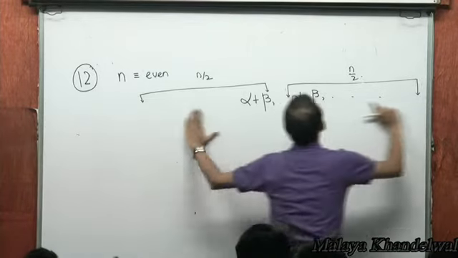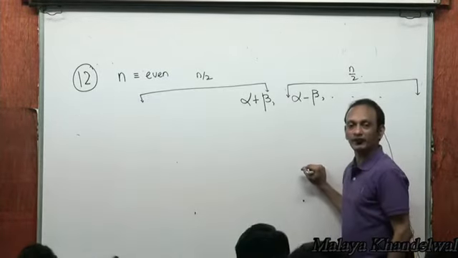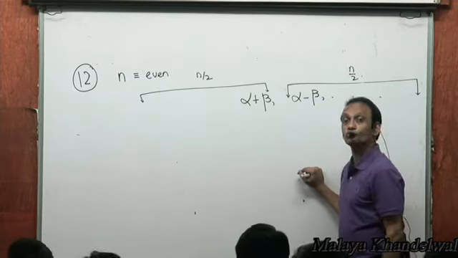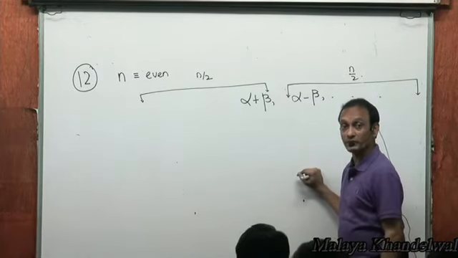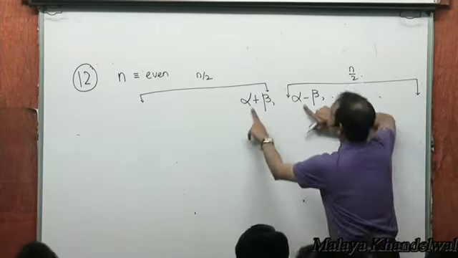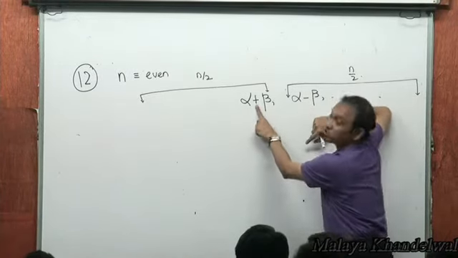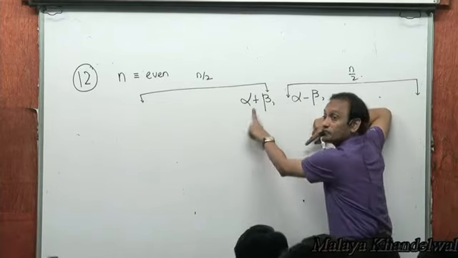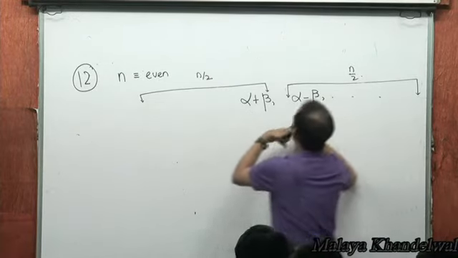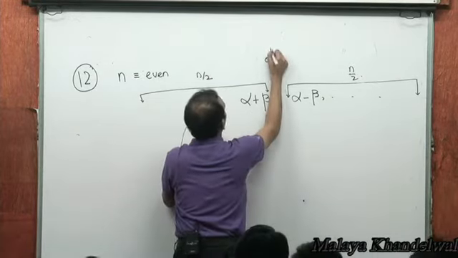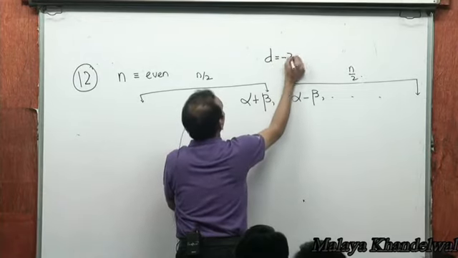And they're given to be in AP. They're given to be in AP. Cubes of the AP, right? Sum of the cubes of the AP. And these are consecutive terms. Do you see, this minus this is minus 2 beta. This minus this is minus 2 beta. That means the common difference of the proposed AP is minus 2 beta.